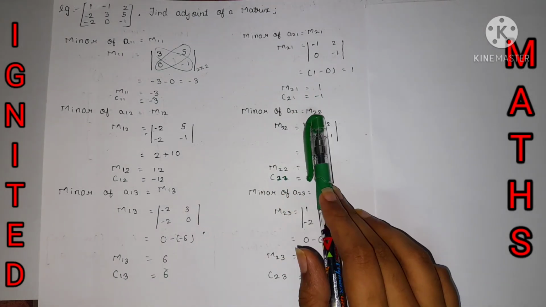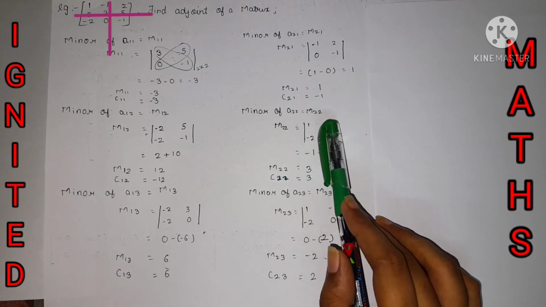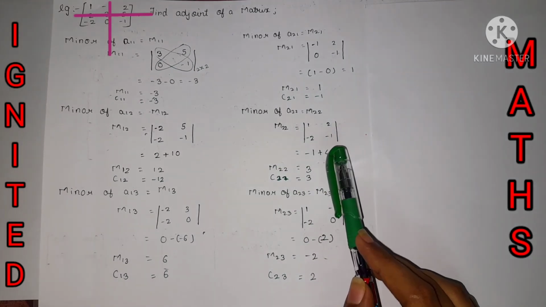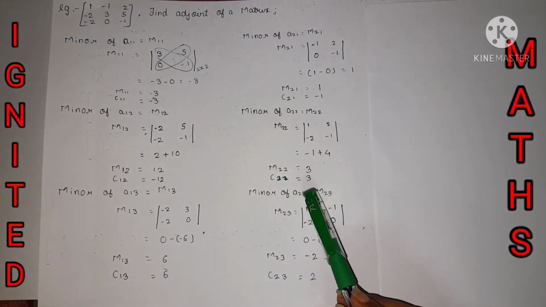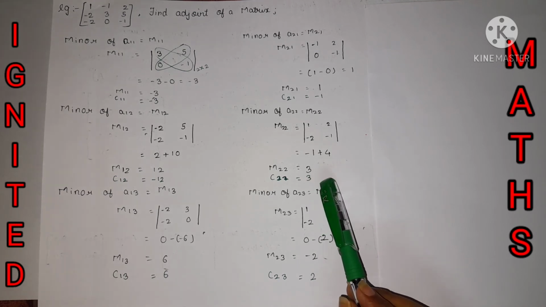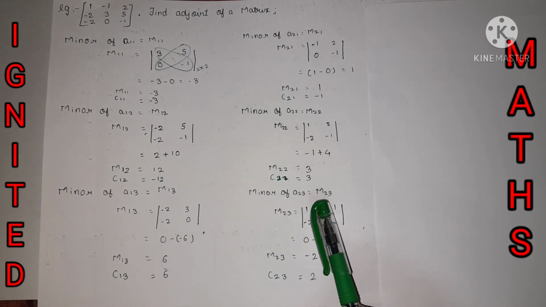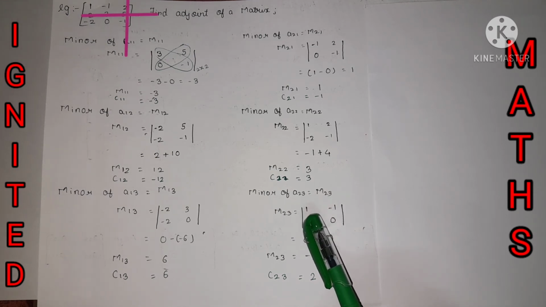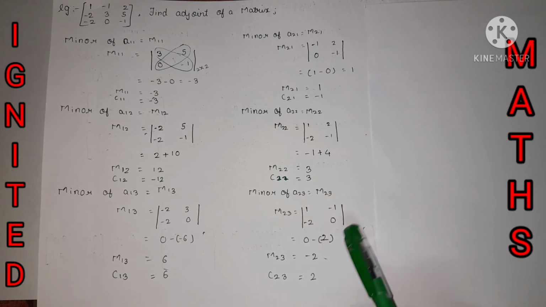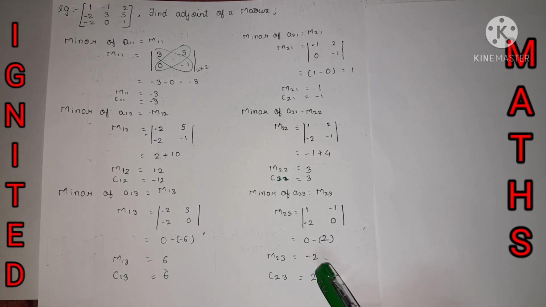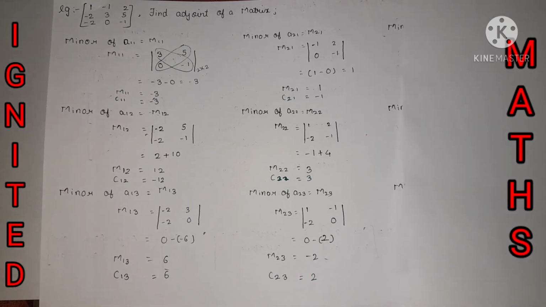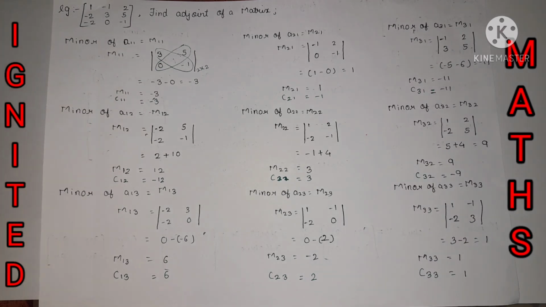The minor of A22 is equal to M22. Hide the second row and second column, and we will get the matrix. We need to find the value of the determinant of the 2 cross 2 matrix. We got the answer as 3, and the cofactor of the C22 element we got the answer also 3. And the minor of the A23 element is equal to M of 23. The second row and third column will be hidden, and the remaining terms we represent here. Finding the value of the determinant, we get the answer as minus 2, and the cofactor element is equal to 2 by using the formula.